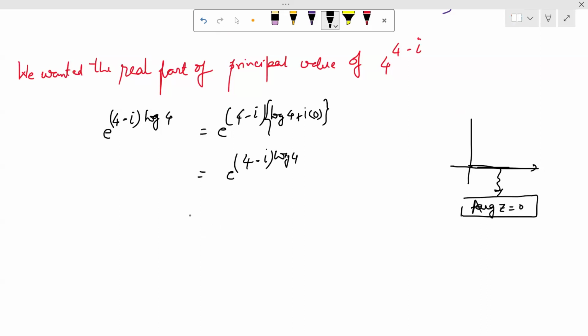Then I can simply write it as e raised to power 4 log 4 times e raised to power minus iota log 4. The first factor is 4 raised to power 4, and 4 raised to power 4 is 256. And then you have e raised to power minus iota log 4, which equals cos log 4 minus iota sine log 4, right?